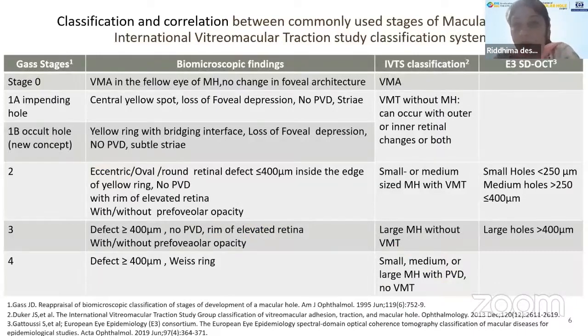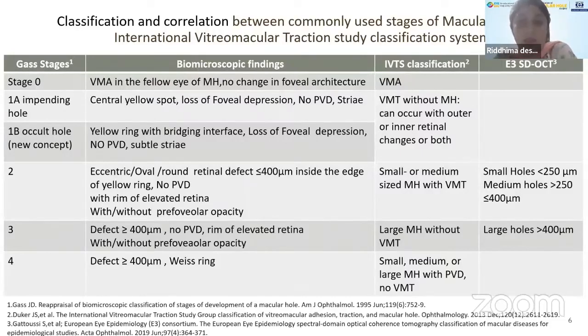Now, the first biomicroscopic classification was proposed by Donald Gass in the year 1988. It has 4 stages. Stage 1A appears as a central yellow spot. 1B is an occult hole with a yellow ring. Stage 2 appears as an eccentric oval or round defect less than 400 microns, which is present well within the edge of the yellow ring. Stage 3 are defects more than 400 microns. They're not associated with PVD and may show a pseudooperculum. And stage 4 are full thickness defects more than 400 microns and are associated with complete posterior vitreous detachment, which appears as a Weiss ring on biomicroscopic examination.